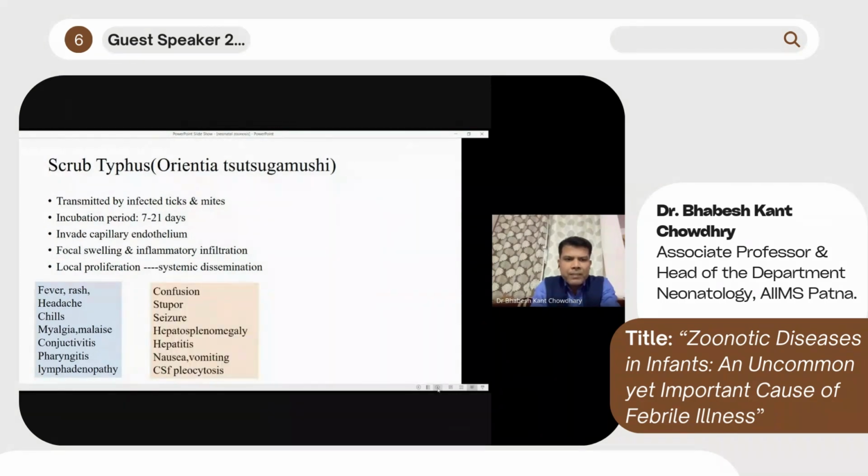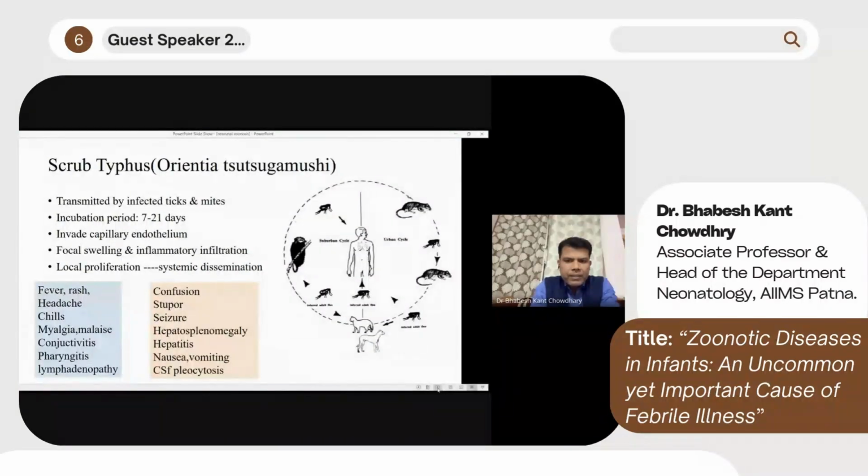Next slide, please. Next. Yeah, this is the cycle of scrub typhus through which this can be transmitted to human beings. Next slide.